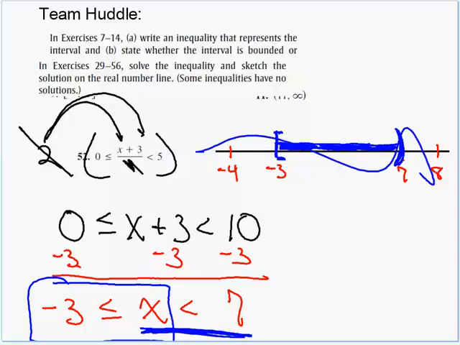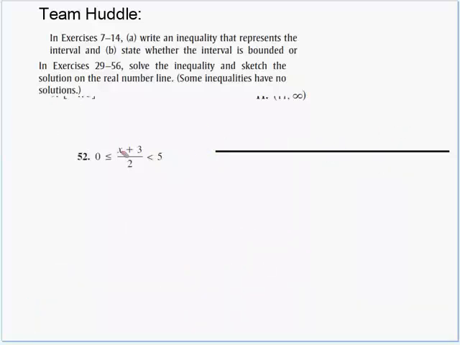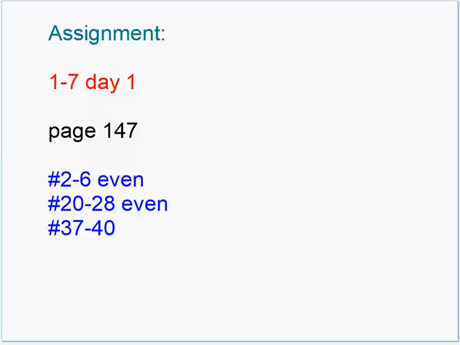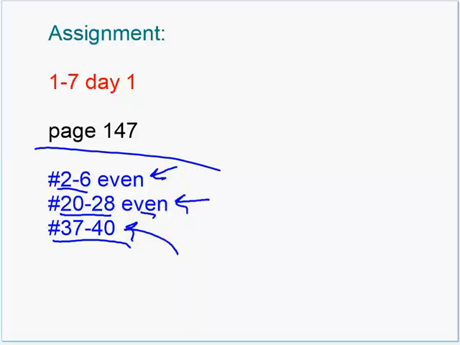Okay, I hope you had as much fun as I did. Try some of these homework problems. 1-7, day 1, this is page 147 in the textbook. Notice a lot of even ones here. I'm going to be checking all these for correct answers. 2 to 6 even, 20 to 28 even, 37 to 40. I believe these are write the inequality, is it bounded or unbounded? These are solve the simple ones, and these are double inequalities. I'll see you in class.